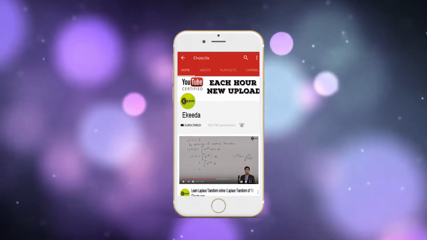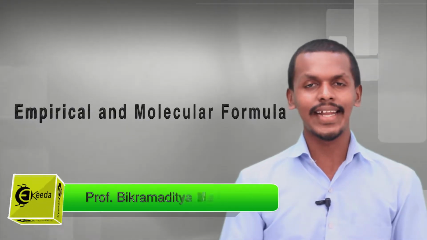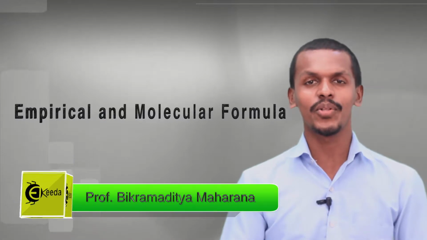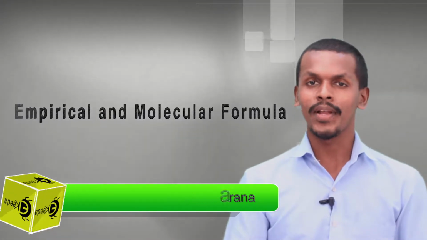Chapter: Some Basic Principles and Techniques in Organic Chemistry, and we are doing the topic empirical formula and molecular formula. Hello friends, in the last lecture we studied how to detect the quantitative analysis of the elements present in an organic compound, whether that be carbon, hydrogen, oxygen, sulfur or phosphorus. Based on that, we are now going to determine what exactly the empirical formula is, what the molecular formula is, and what the relation between these two is. So let us talk about that.